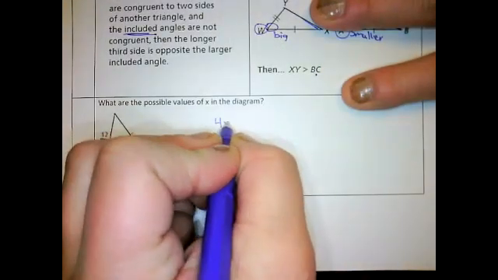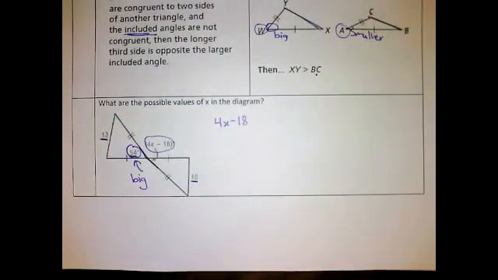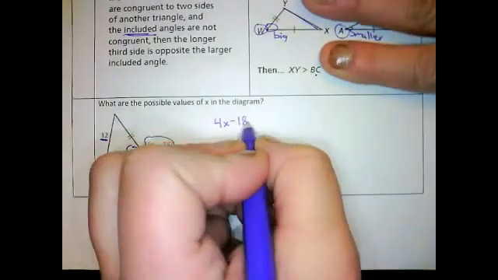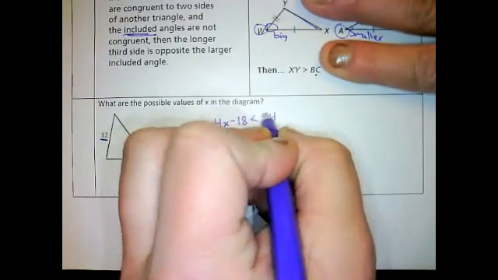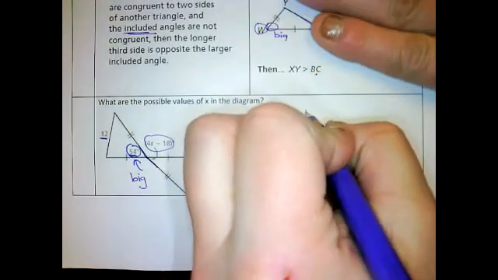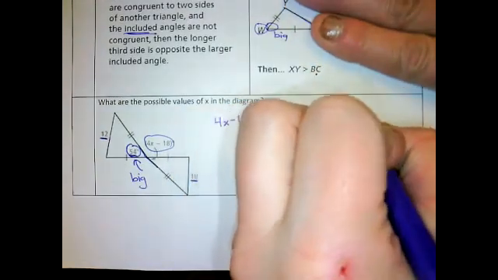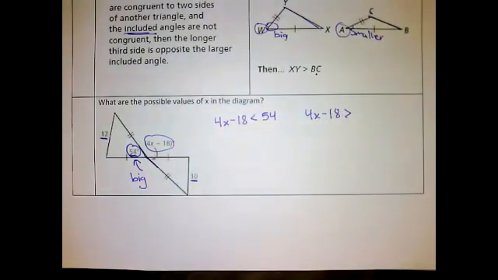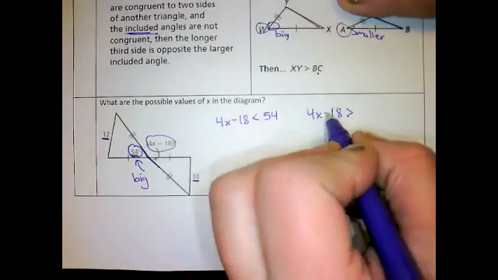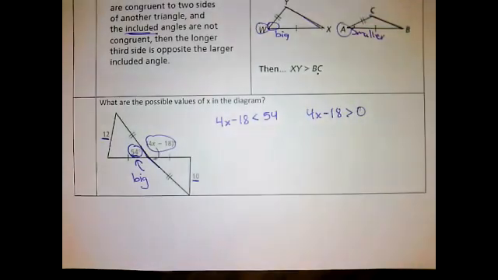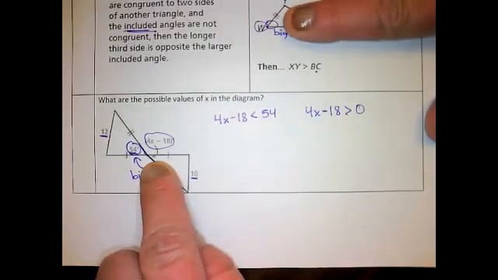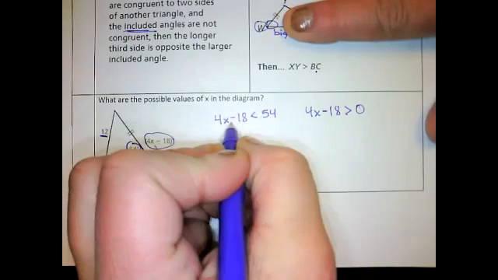So we know then that 4x minus 18, whatever angle measure that is, has to be less than 54 degrees. But we also know that 4x minus 18 has to be greater than 0 degrees because we can't have an angle measure that's 0 degrees. So let's go on ahead and solve both of these.